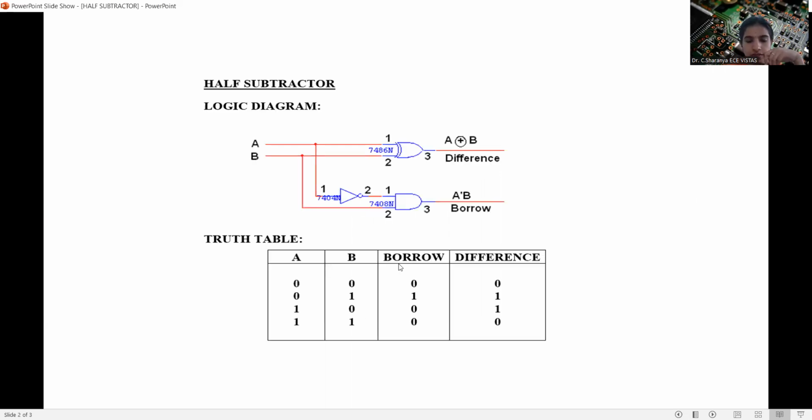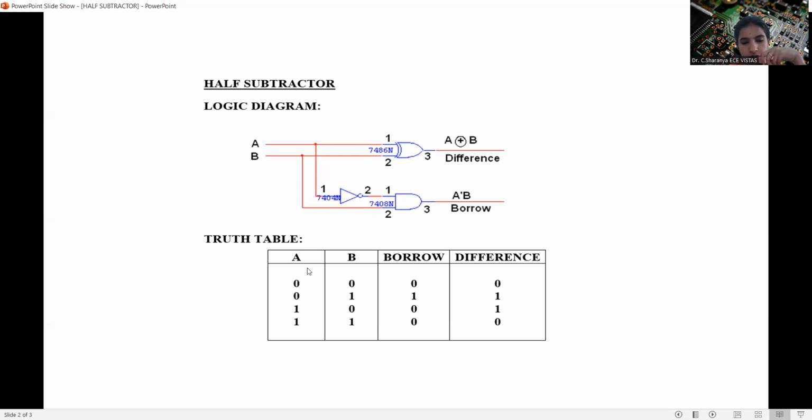So first, let's start with the truth table. In the truth table, we will be having two input variables, that is A and B. For half subtractor and half adder, we will be having two input variables. For full subtractor and full adder, we will be having three input variables. So starting with two input variables A and B, and for any subtractor, the output is going to be borrow and difference.